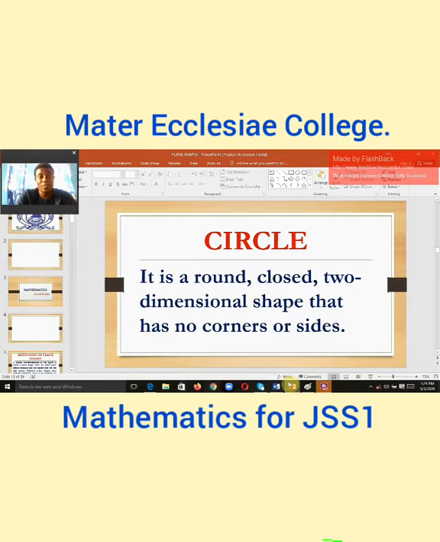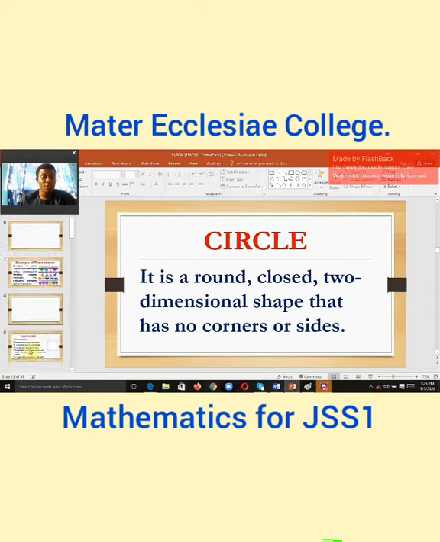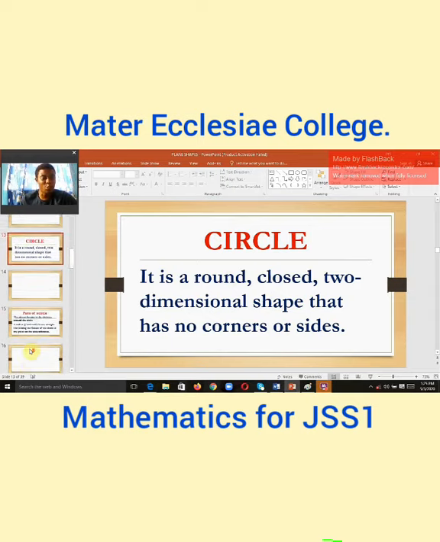So a circle is a round, closed, not open, two-dimensional shape that has no corners or sides. It has no vertex, it has no sides. You can't say that a circle has 5 sides, or 10 sides, or 15 sides. No, it has no sides, no corners. It is a round shape that is closed, and that is also a two-dimensional shape. Very easy. So that's the definition of a circle.